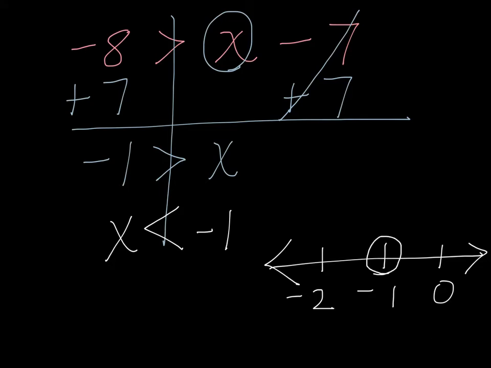So we put an open circle indicating that we're not filling it in. It does not include negative 1, but it is all the values that are less than negative 1. And so I can then point this direction, showing me that it is all of the numbers that are smaller than negative 1, but not including negative 1, and that's what that open circle means.